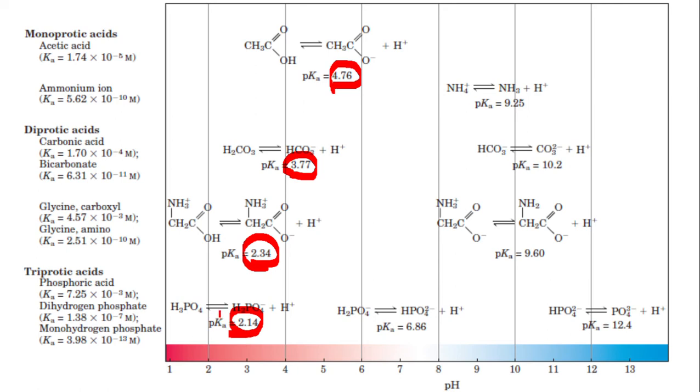You see, as the protons are being lost, strength of the acid decreases. Why? pKa increases. This is phosphoric acid. It lost one proton, became dihydrogen phosphate. Again, it has a higher pKa and lower strength. It again lost one more proton, became monohydrogen phosphate, and again the pKa is further increased to 12.4. That means strength of the acid further decreases. Strength decreases means its tendency to lose a proton decreases.